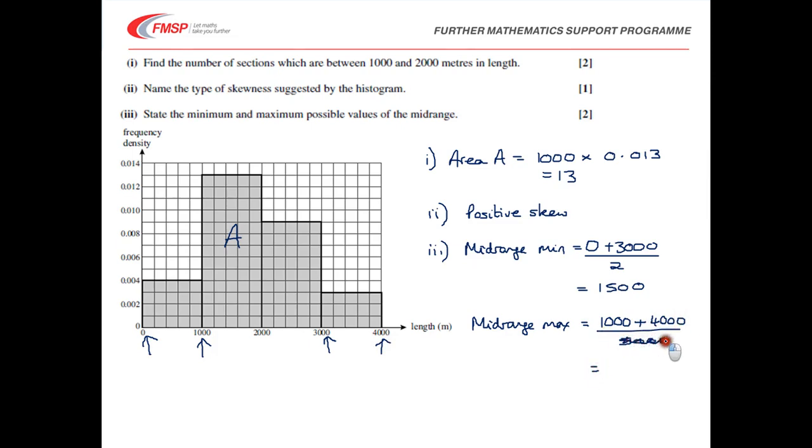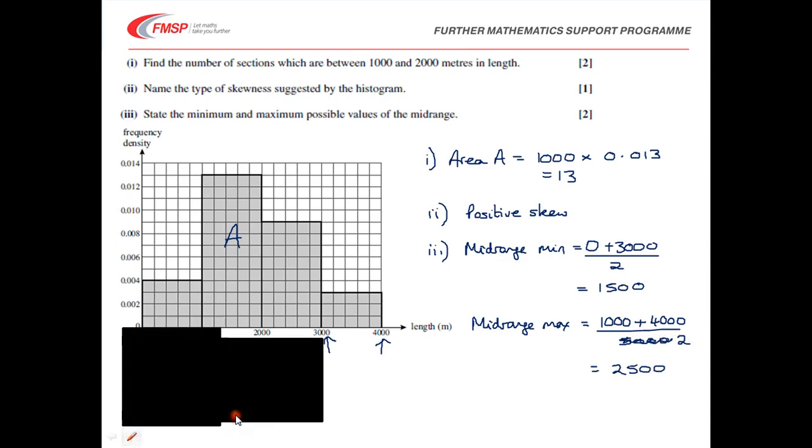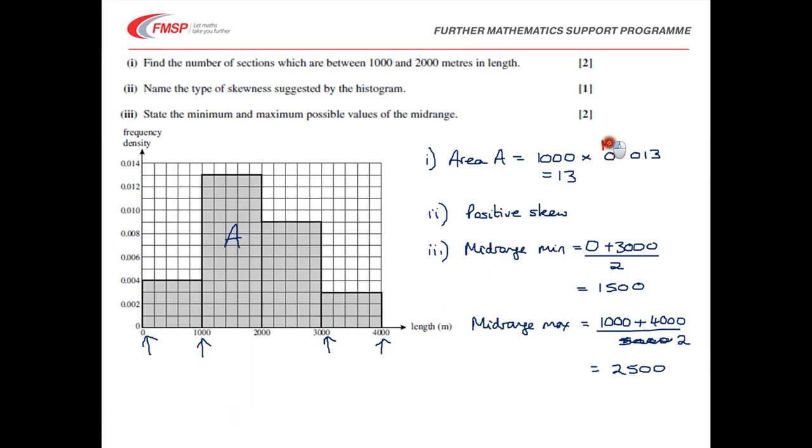Oh, sorry, adding them up instead of dividing by 2. 5000 divided by 2, 2500. Okay, the mark scheme for this question is equally straightforward. There's a method mark for that multiplication, an accuracy mark for getting it correct, and then simply 1 mark with no consideration of your working for each of the other parts.